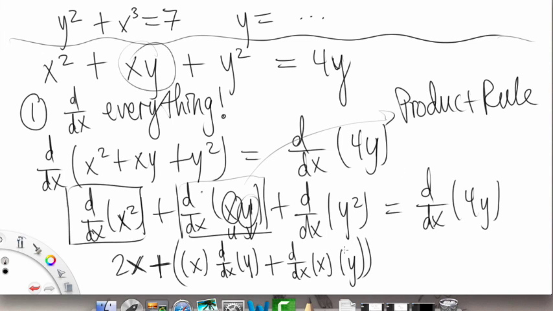Okay, so that's the second term, and then we have something else going on here. We're taking the derivative with respect to x of y squared. So that means we're going to derive with respect to y first, so that would be 2y, and then we have our dy/dx left there. Okay, and the same goes for this one.